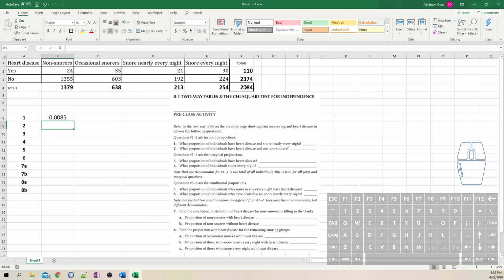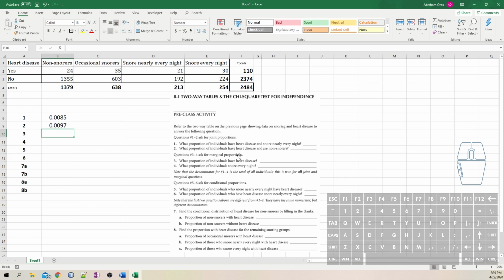What proportion of individuals have heart disease and are non-snorers? So again, we're also still on the yes row, and we need to go over to non-snorers, which is 24. So we're going to use that cell, divide it by the grand total, and there's your number for that one.